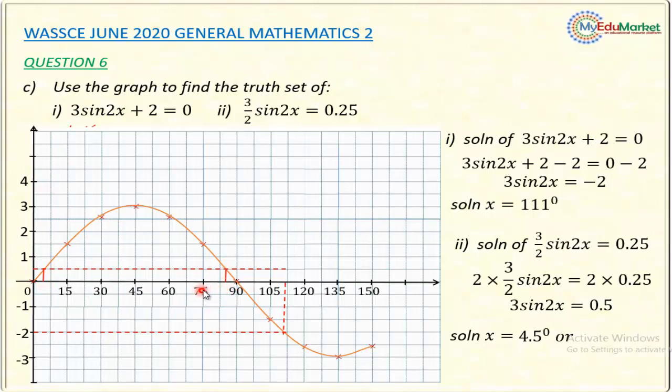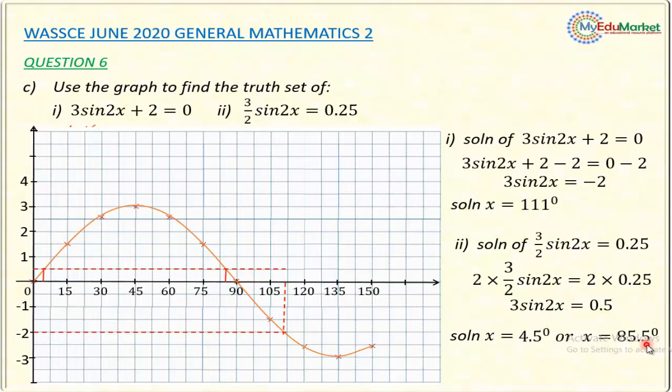So if this is 75, this is 90. This is half in between. So according to my estimate, this is going to be 85.5. So the truth set of this is now x equals 4.5 or x equals 85.5 degrees. So with this I have answered all the questions under this.